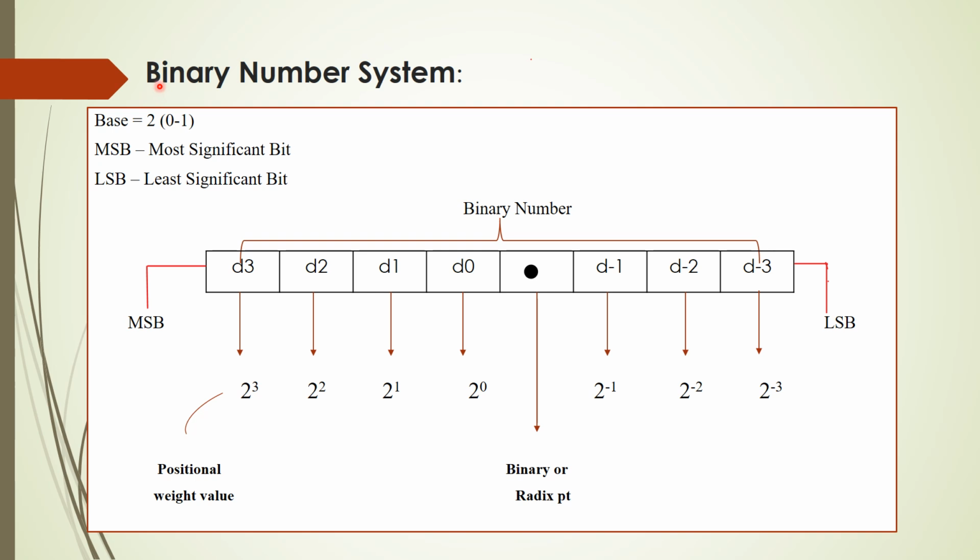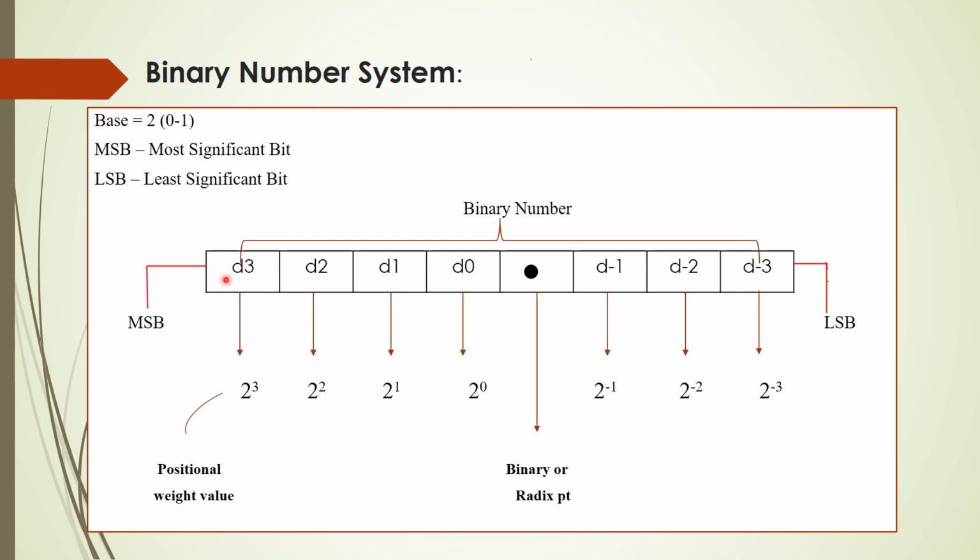Next number system is the binary number system. Binary number system consists of 0 or 1, that means a total of 2 numbers. So the base of the binary number system is 2. This is the representation of a binary number.